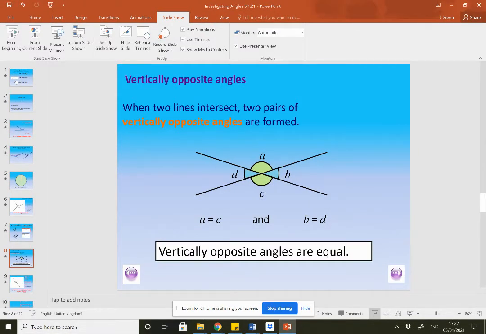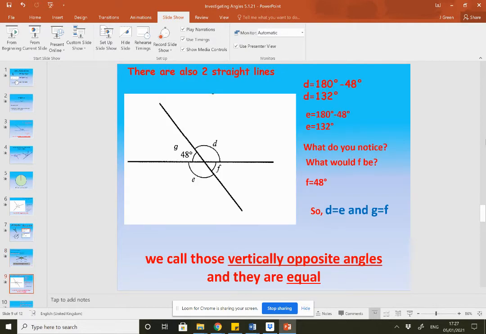When 2 lines intersect, that means cross over, the opposite angles will be the same. So angle A and angle C will be the same number. Angle D and angle B will be the same number. And it's easy because if you look at it, they look the same. So have a look at that.